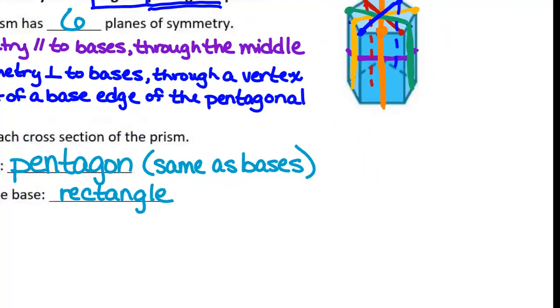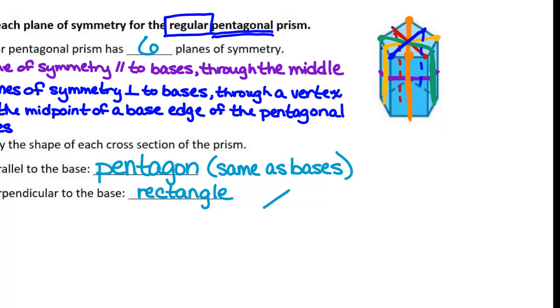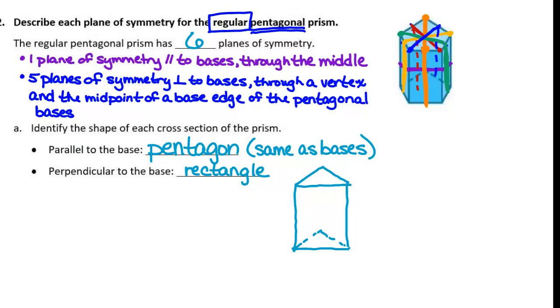Let me see if I can sketch this out. I'm not super good at this. All right, so this right here is what I would be looking at if I were to slice through, so that maybe I went through these two vertices here, so that I just have this triangle shape left in the back, but I'm looking at this cut face right here. I would have that rectangle shape there.